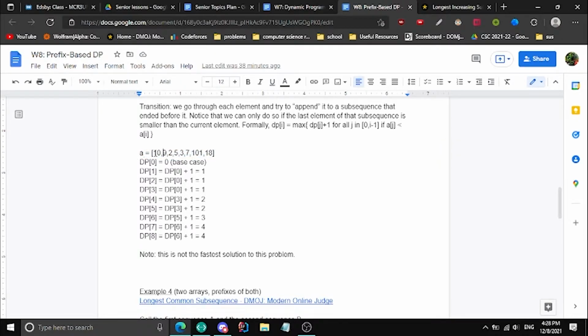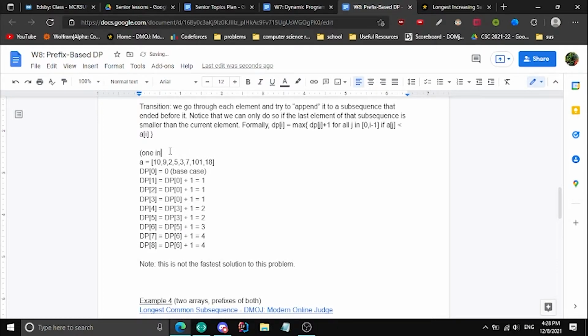So if I had an array of 10, 9, 2, 5, 3, 7, 1, 0, 101, and 18, and our base case, I should label this as 1-indexed. What I mean by dp at 0 equals 0 is that if I had no elements, dp at 0 would be out of the array. If you have no elements, you obviously have a subsequence of length 0.